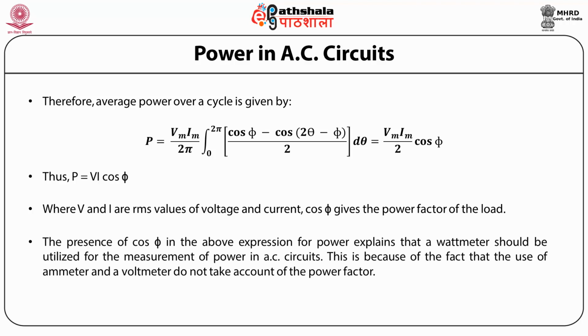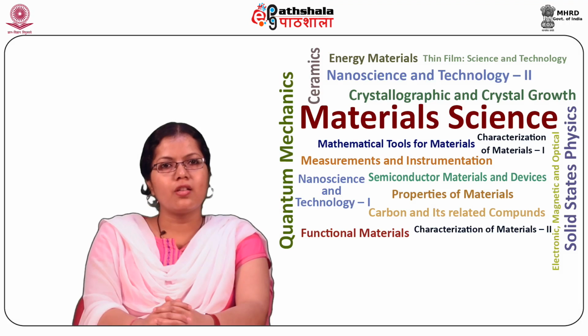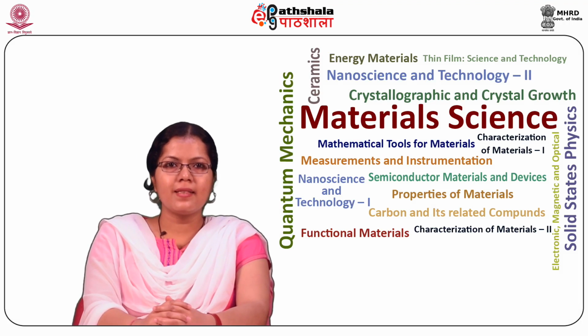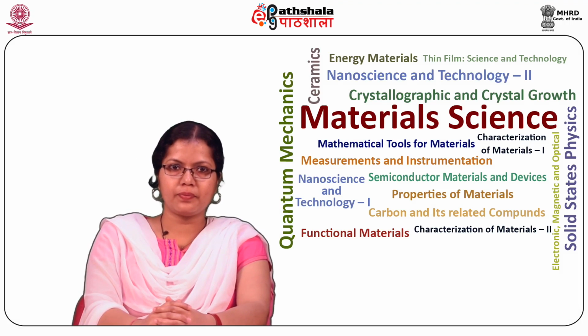The presence of cos phi in the above expression for power explains that a wattmeter should be utilized for the measurement of power in AC circuits. This is because of the fact that the use of an ammeter and a voltmeter does not take account of the power factor. Students, now let us study about the electrodynamometer wattmeters.